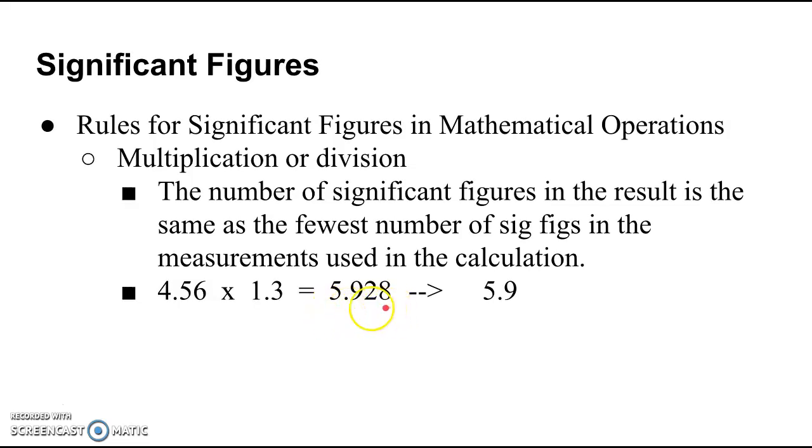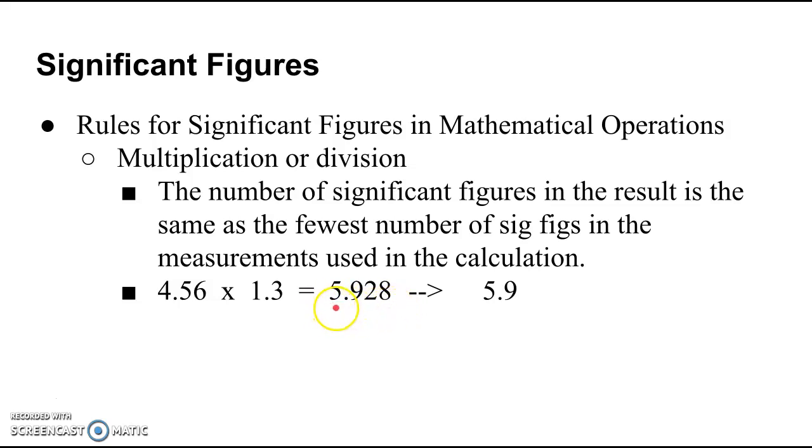And by the way, this is always 1 point on the AP exam. There's always a significant figure point. So you want to get in good practice of doing this. The rule is you look at the numbers that you multiply together. 4.56 has 3 significant figures. 1.3 has 2 significant figures. So we want to go by the number that has the least number of sig figs. That's the 1.3, which has 2 sig figs. That means we have to round off our answer to 2 significant figures.